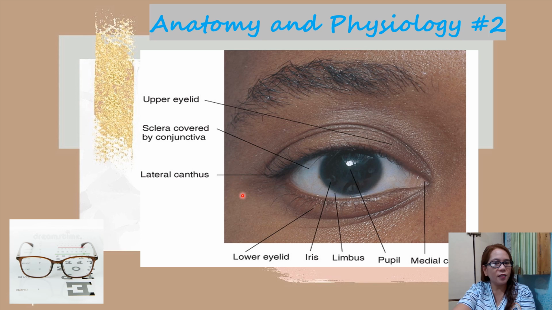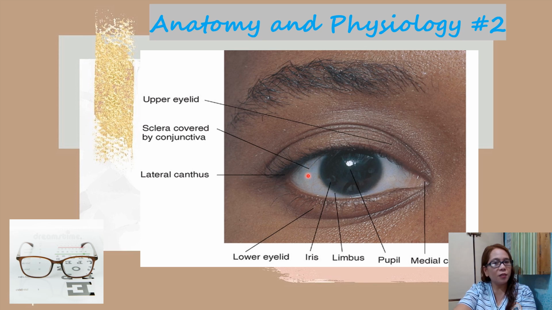Okay, so this is the structure of the eyes. You have the upper eyelid, the lower eyelid. The upper eyelid covers the portion of the iris, but it does not touch the pupil. The sclera is covered by your conjunctiva. You have two types of conjunctiva, the palpebral and the bulbar conjunctiva. Your sclera is white in color.